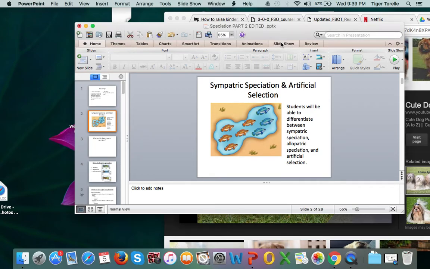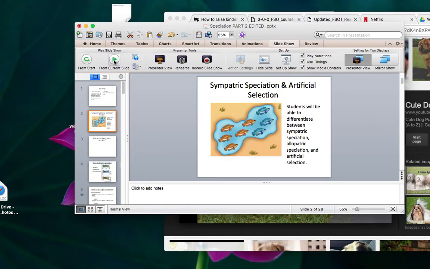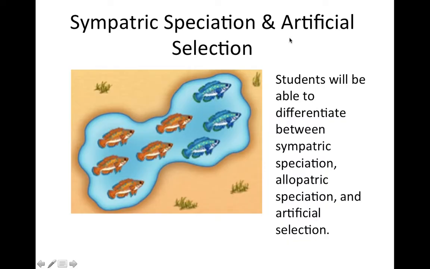Guys, Miss Torelli here, and today we're going to continue our conversation of speciation. We're going to be talking about two different types of speciation and how the second one is different from artificial selection because it can be easy to confuse them. So that's what we're going to be looking at today.